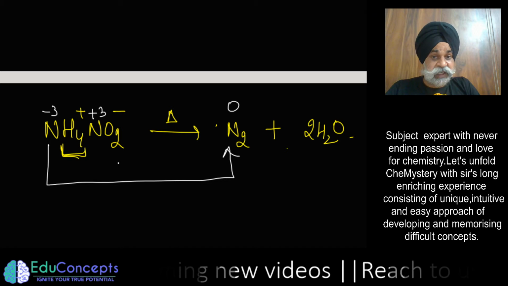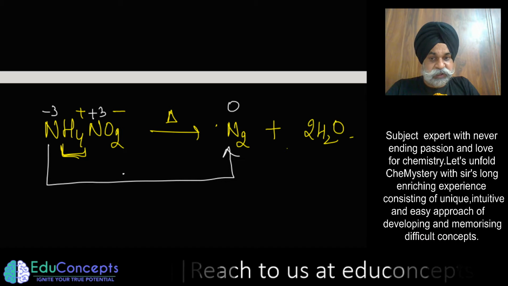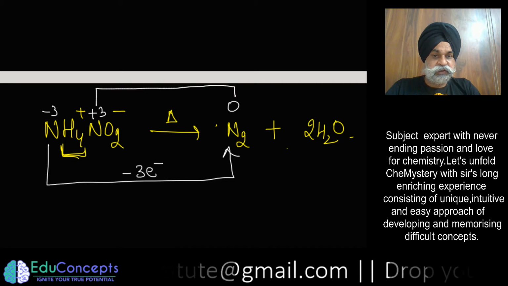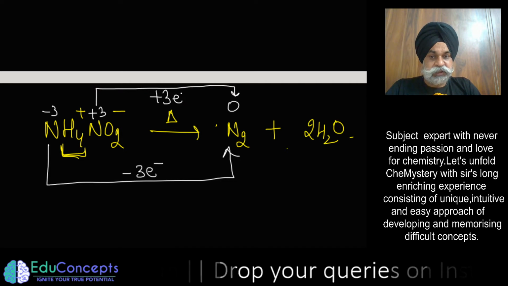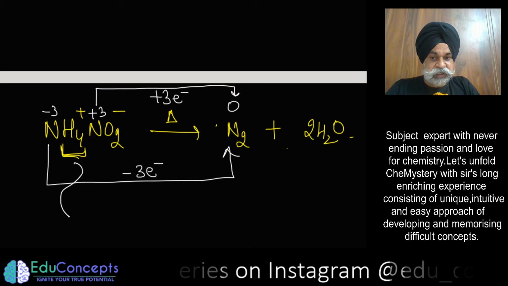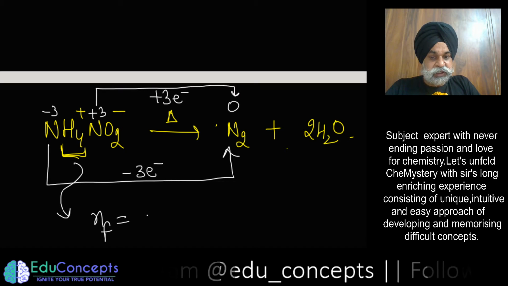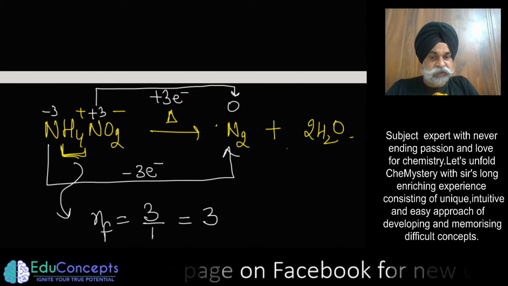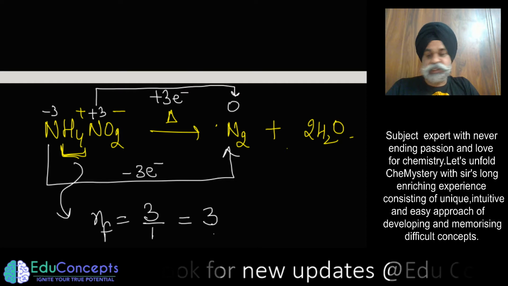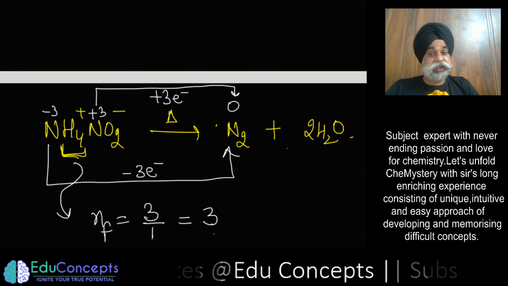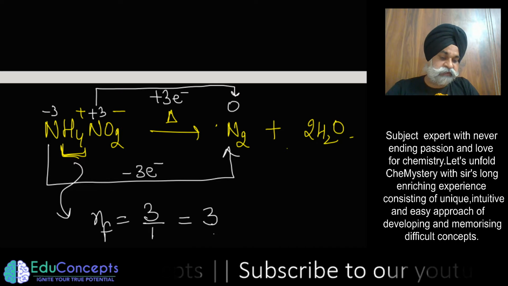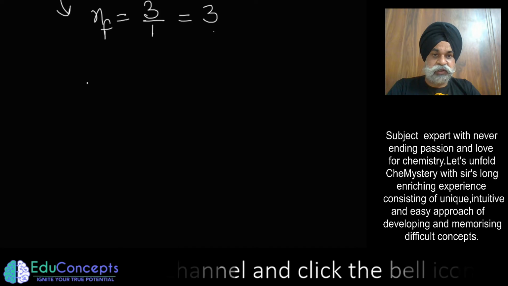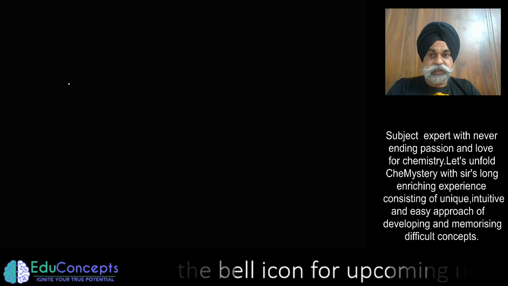If it goes from -3 to 0, it has lost 3 electrons. And this is going from +3 to 0, so this has gained 3 electrons. So how many electrons are being exchanged? The number of electrons exchanged is 3 per 1 mole, so the n factor for this particular compound is 3. So in case somebody asks you the equivalent weight of ammonium nitrite during this reaction, it would be molar mass divided by 3.